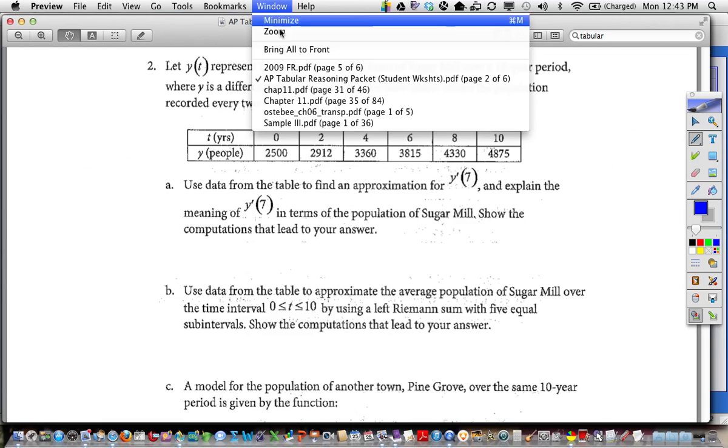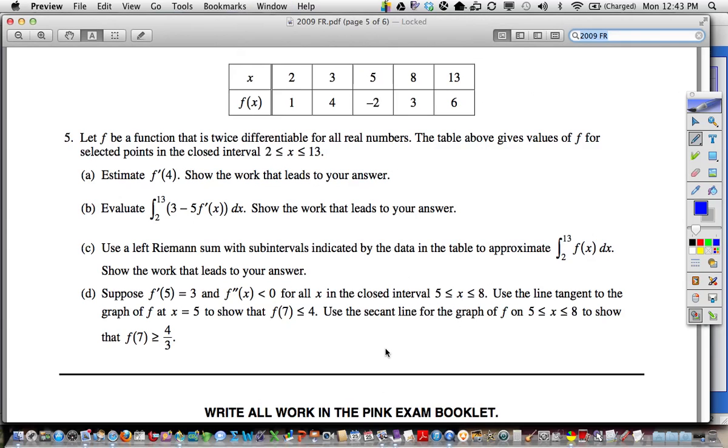All right, I want to show you one problem from 2009. This was the AP test, free response, 2009. This was question number 5. And I want to look at part C. Okay, so everybody read part C.